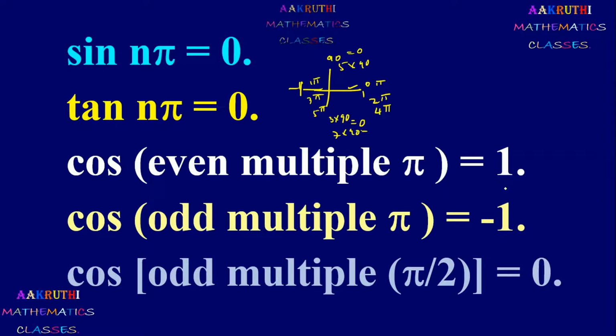But it is not for even multiples. If you take 2 into pi by 2, which is the same as pi, at this angle cos is not 0. Cos pi is minus 1. So it is only odd multiples of pi by 2. Cos of odd multiples of pi by 2 is 0, that is cos of (2n plus 1) pi by 2, where 2n plus 1 means odd numbers, equal to 0.